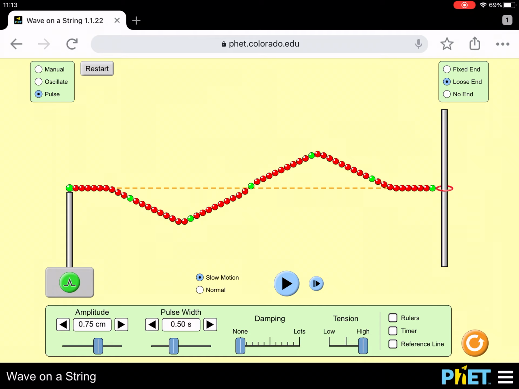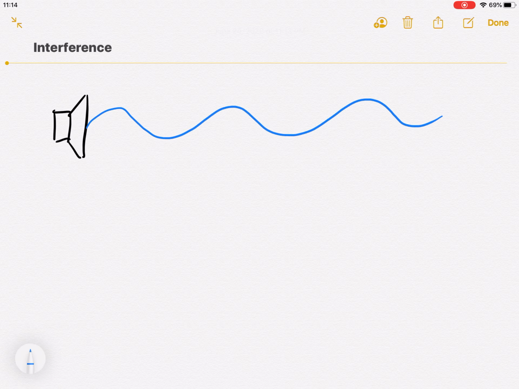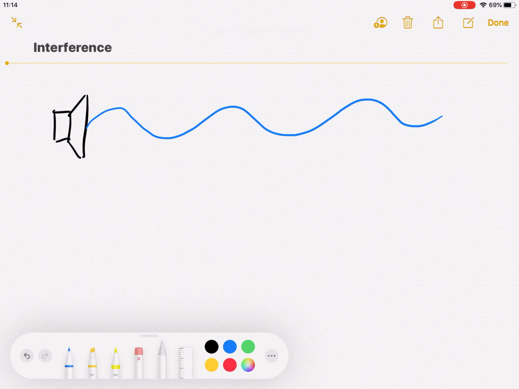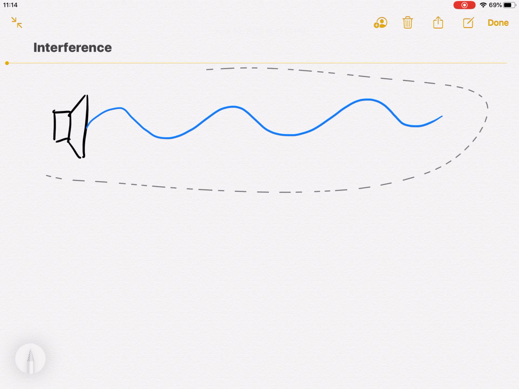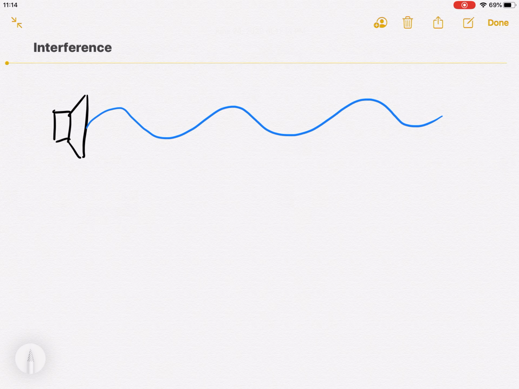Okay, so let's describe this mathematically. So let's say I have a speaker. Perfect. And this speaker is emitting some sound. And let's say I have a second source that is identical. So I'm going to copy this if I can. I'm going to try.